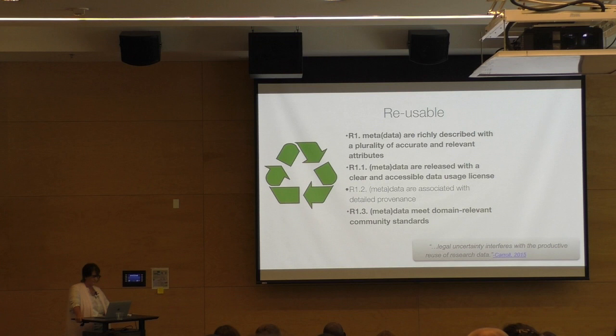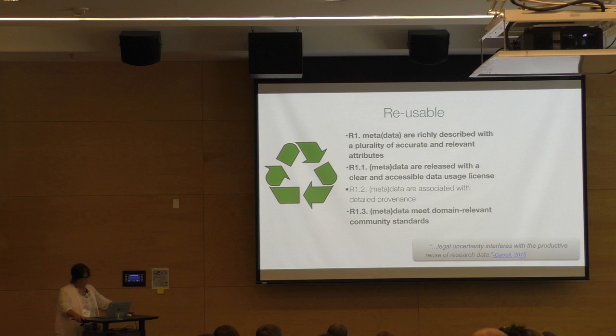And I think there's this very nice quote from Mike Carroll, who does a lot of work on intellectual property. He's a lawyer, and he says, look, you may not think it's a big deal, but legal uncertainty interferes with the productive reuse of research data. A lot of commercial entities, for example, will not use data that's out there unless you explicitly say you are allowed to use it. Wikipedia will not let you put things in unless you release it to the public domain. So it's very important to be very clear about what rights you want to assign.